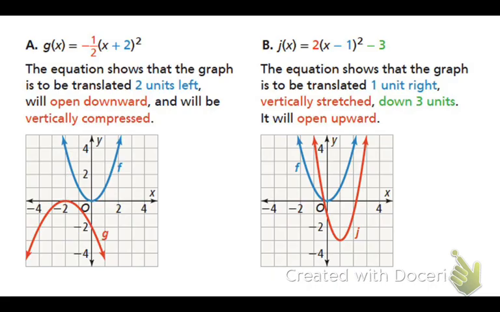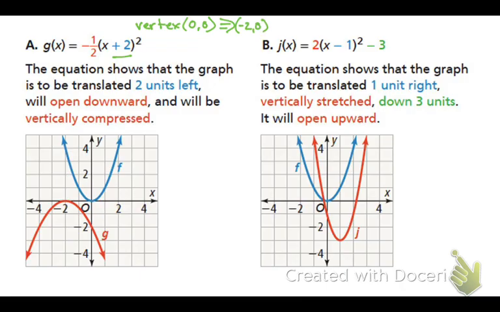Okay, the blue is the parent function. What's happening to the red? It went left 2 and then reflected across. Why did it go left 2? Because it's +2. So the vertex went from 0, 0 to -2, 0. Is that what happened?